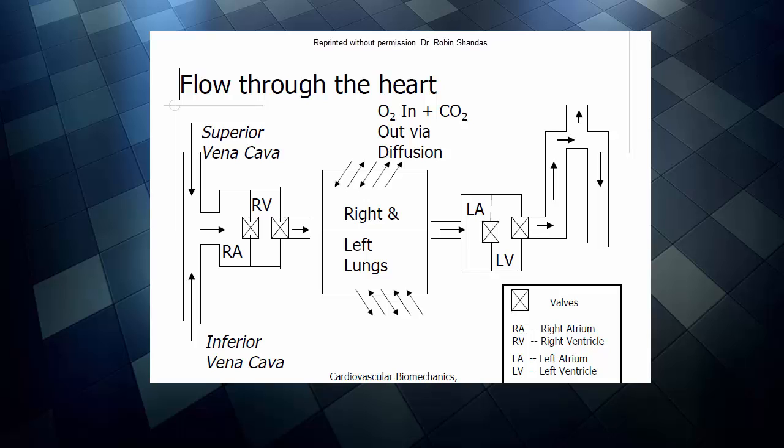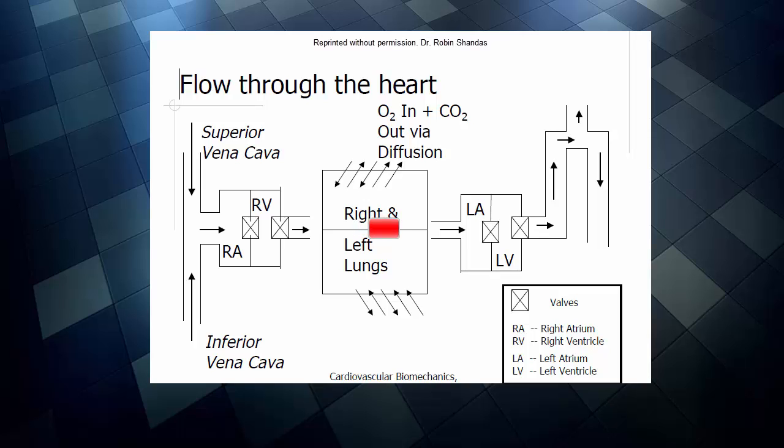Starting on the left side of the picture, Dr. Chandas starts us on the right side of the heart, with two great vessels bringing deoxygenated blood into the right atrium. These are the superior and inferior vena cava. From the right atrium, the blood passes through the AV valve into the right ventricle. And then from the right ventricle, it passes through the semilunar valve, exiting the heart through the pulmonary trunk. The pulmonary trunk branches into the left and right pulmonary arteries, and the pulmonary arteries bring the deoxygenated blood to the lungs to drop off carbon dioxide and pick up oxygen.